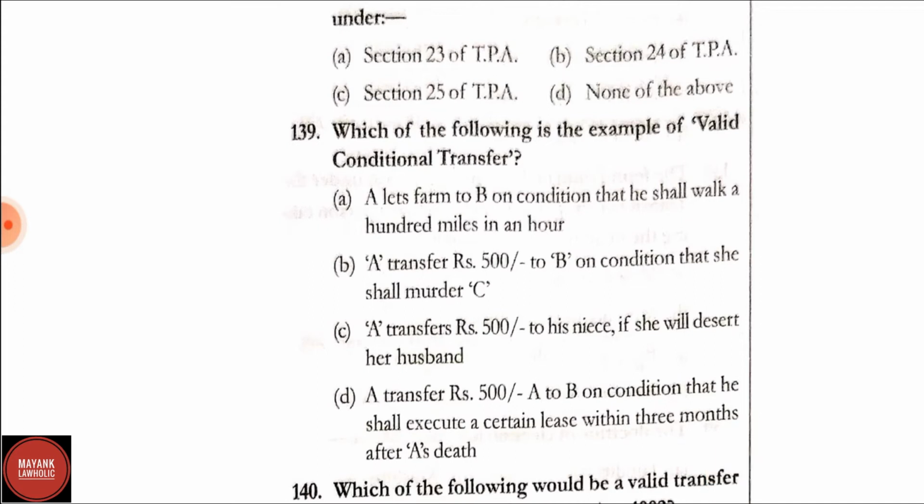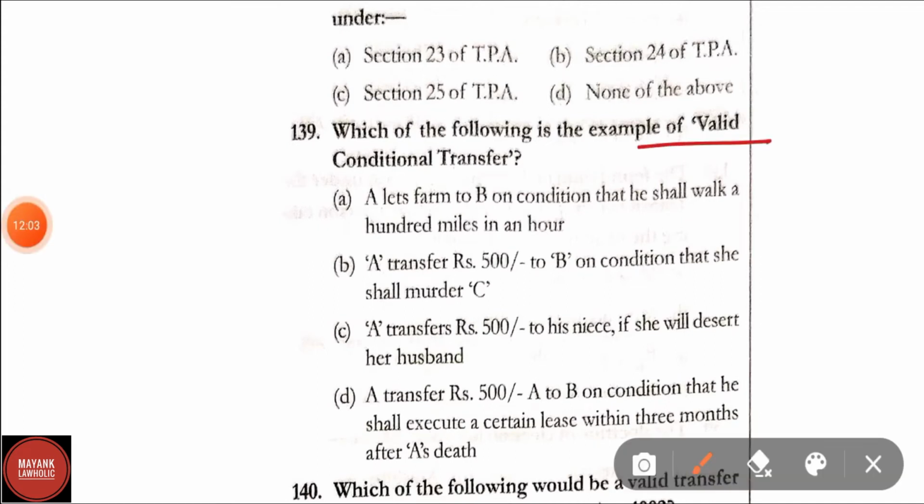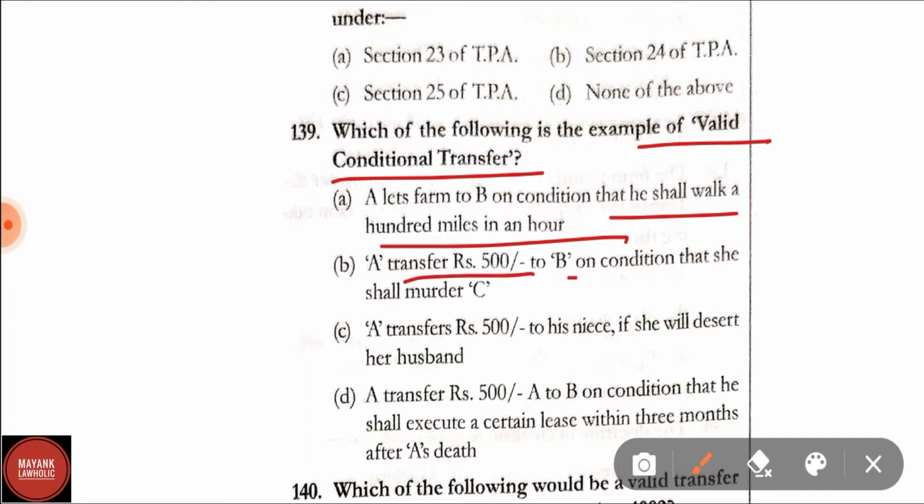Question number 139. Which of the following is the example of valid conditional transfer? Options are: A lets farm to B on condition that he shall walk 100 miles in an hour. A transfers rupees 500 to B on condition that she shall murder C.